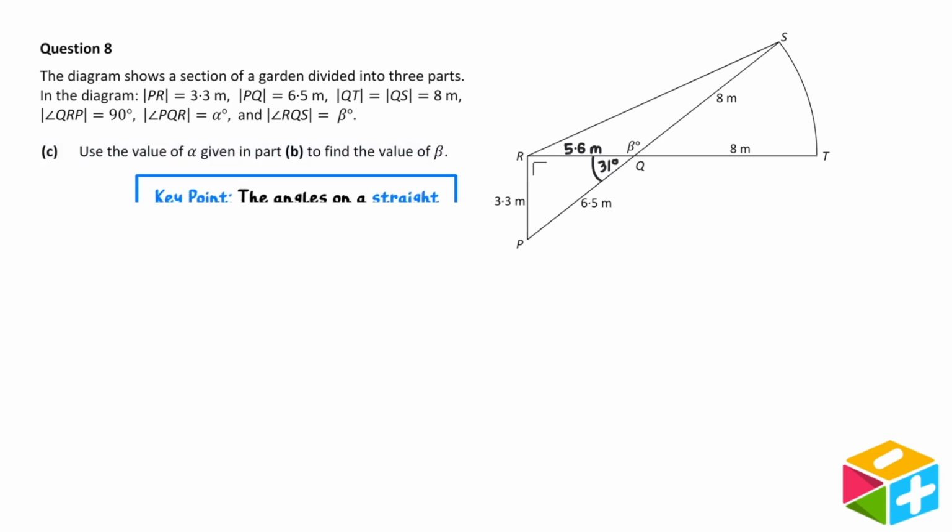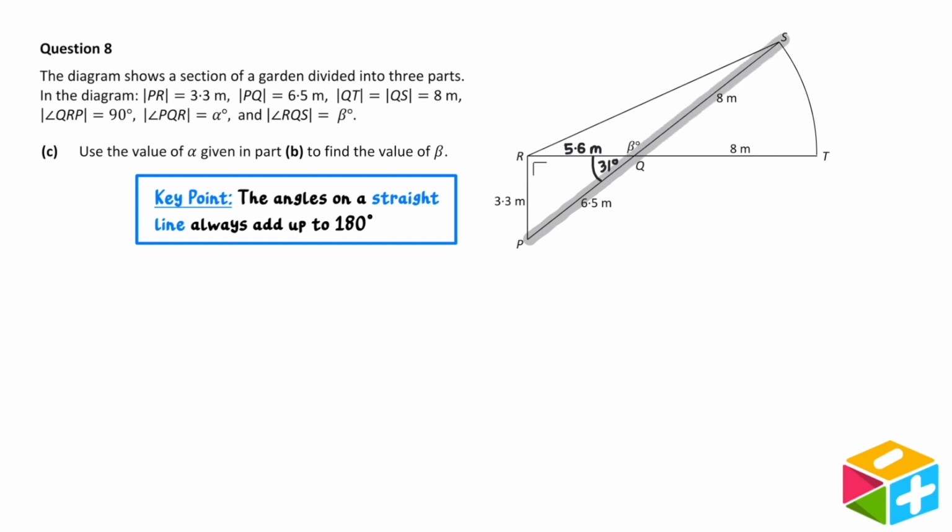The key to solving this question is the fact that angles on a straight line always add up to 180 degrees. If we focus on the line from P to S, we'll notice that the angles on this line are 31 degrees and beta. Since angles on a straight line always must add to 180, we get the equation that 31 plus beta is equal to 180.